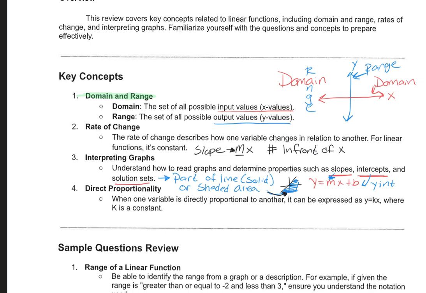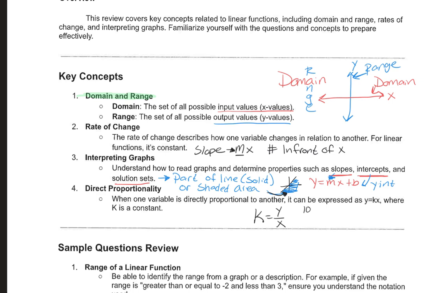And the last kind of major point on this exam is going to be direct proportionality. So when one variable is directly proportional to another, it can be expressed as y equals kx, where k is the constant. So a few things to remember. k equals y over x from the given information. So if I'm given a y value of 10 and an x value of 2, and it's saying what is the constant, or write an equation, right?